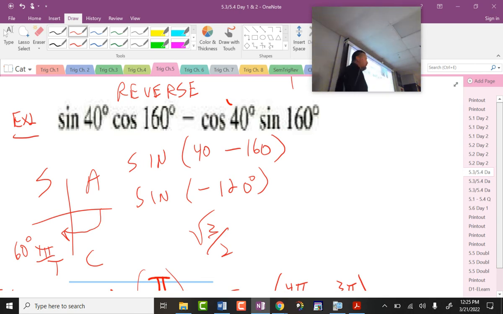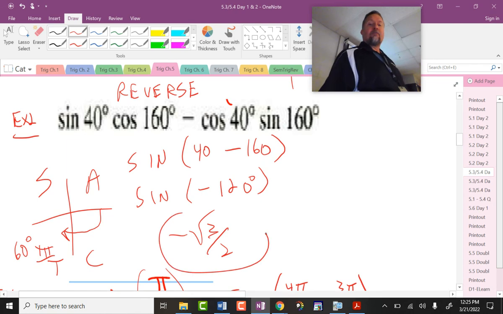Everyone's fine. But there used to be a junior class, and then calculus, this is how they start calculus out with these questions. With sine of negative 120, and you got to be super fast in getting that answer. So it is negative root 3 over 2.